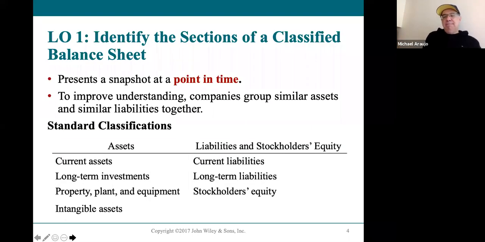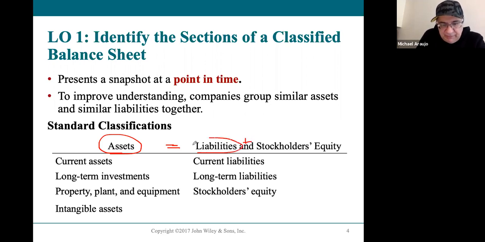So let's get started. Like I said, you already know that a balance sheet has assets on one side, right, and liabilities plus stockholders' equity on the other side. You already know that. That was introduced to you in chapter 1. What you don't know is that there are different types of assets. Okay, so they have what we call classifications of assets, and there are 4 of them.